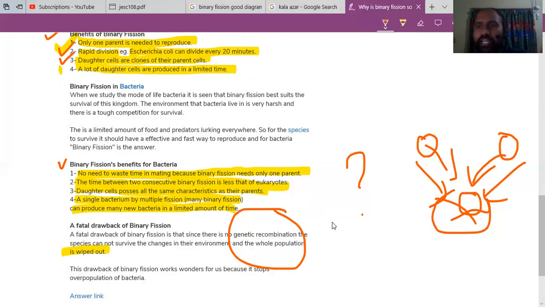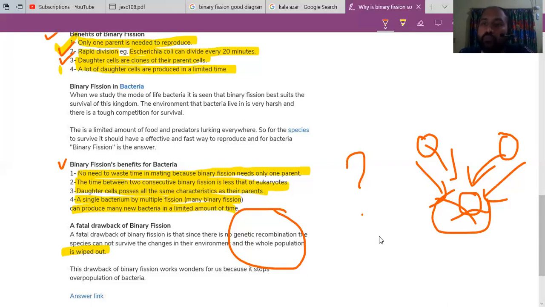There's no genetic recombination, and because of this, if a sudden change in the weather happens, bacteria will die. That's a drawback. They cannot adapt like us, because they're primitive organisms. Fine. Hope you understood this topic.